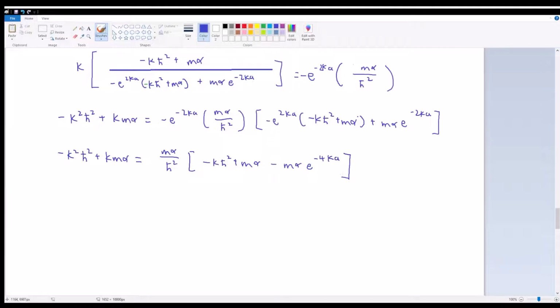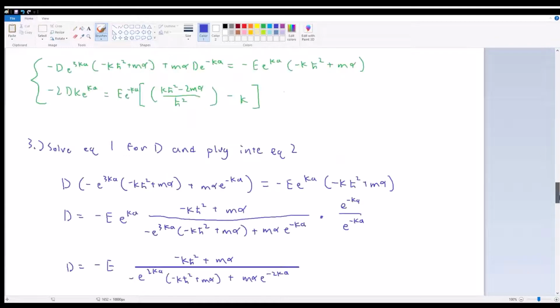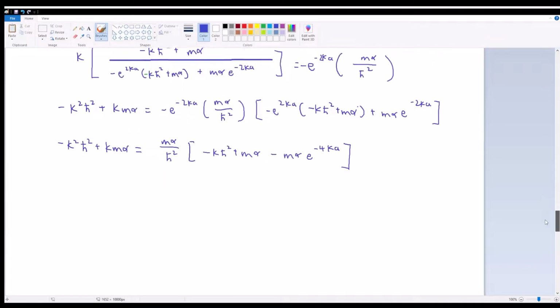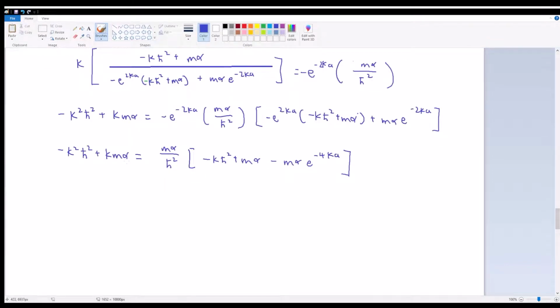And this is very obviously a transcendental equation. So what we're going to have to do later is plug in the conditions for alpha, because if we look back in the instructions, we want to solve it for two cases where alpha equals h bar squared over ma and h bar squared over 4ma. So we're going to plug in alpha and graph out the equation on Desmos and try to find valid solutions for k. But before that, let's do a little bit more simplification.